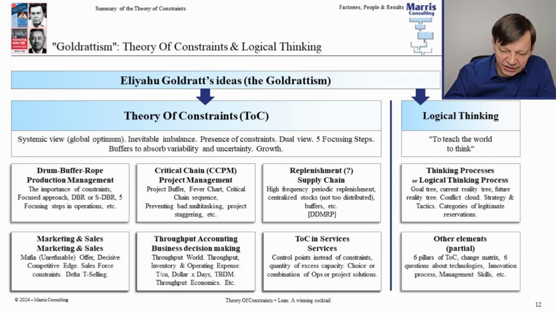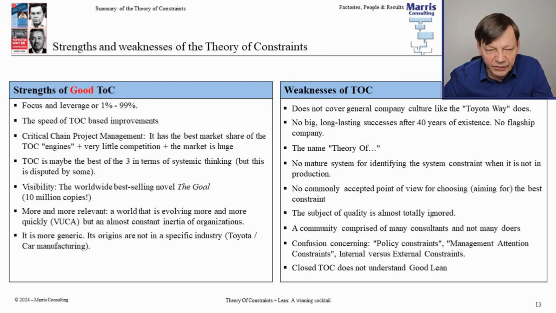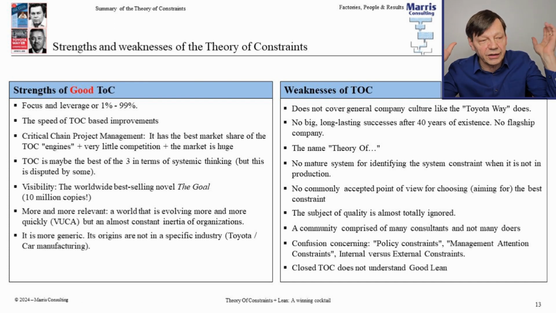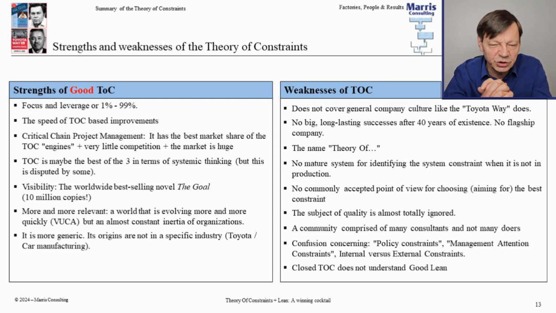And then we get to the strengths and weaknesses of the theory of constraints. Again, this is my presentation, my perception of it. The strength of theory of constraints is it's powerful focus and leverage. If you get the constraint to produce 10% more, the whole company produces 10% more. Everything lights up and it's fantastic, and that means you can get very, very fast results. You'll see some of those in the examples later on.